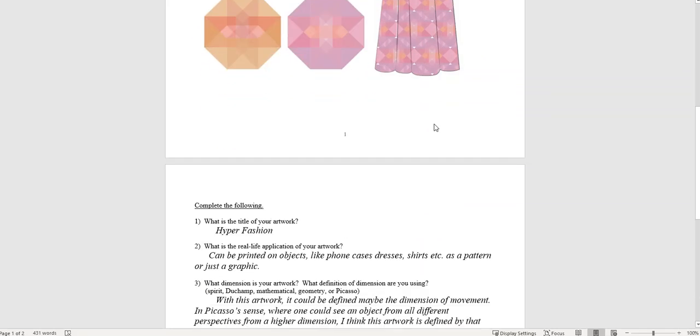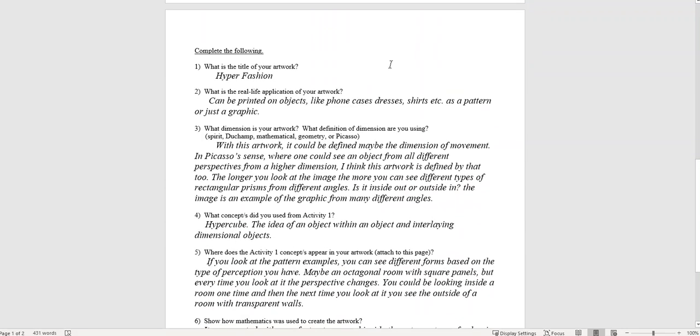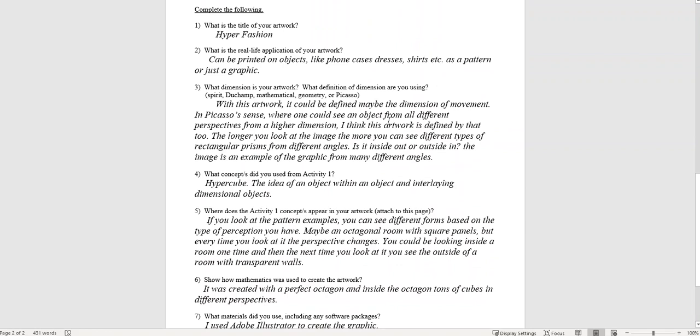So again, it could be printed on objects, phone cases, dress shirts, and they gave it one example. And they talked about defining the dimension of movement. In Picasso's sense, where one could see an object from all different perspectives from a higher dimension, I think this artwork is defined by that too.